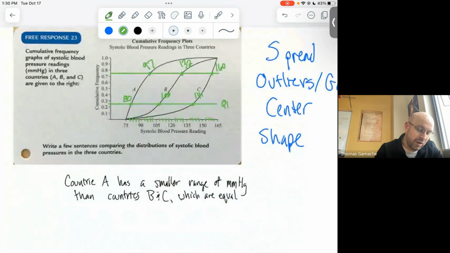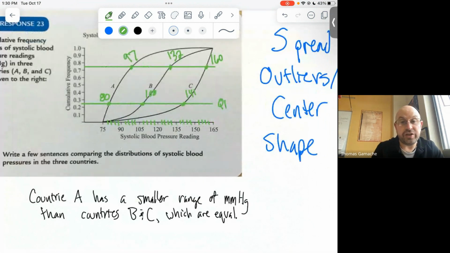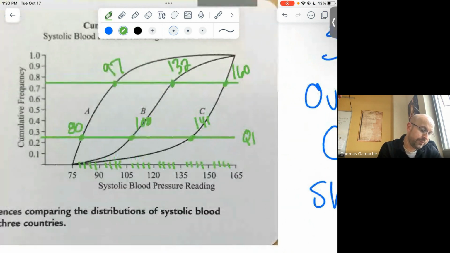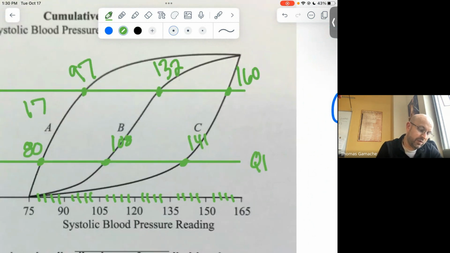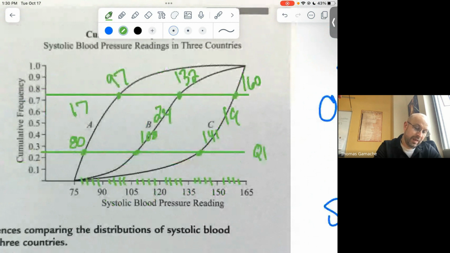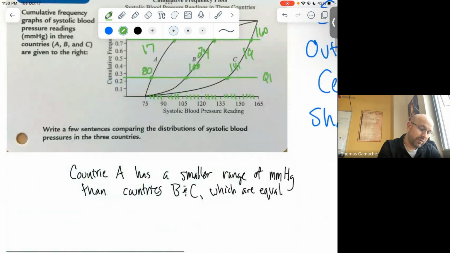Which means I can also tie something into my range here, because I can approximate what my IQRs look like, which have the wider IQRs, which have the shorter ones. We look here, we only have an IQR, distance between Q3 and Q1, of 17. Around here, we have an IQR of about 24. And then here we have an IQR of about 19. So I can approximate that country B has a wider IQR, has a greater IQR.